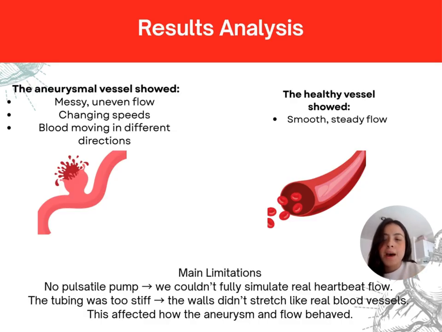Now, it is important to point out the limitations of the project. First, we didn't use a pulsatile pump. That means we couldn't fully mimic the natural heartbeat rhythm that drives real blood flow. Second, our tubing was too stiff. It didn't stretch like real blood vessels do. This rigidity affected how the aneurysm formed and how the blood flowed through it. So, while the results were insightful, they're not a perfect match for real physiology, but they give us a strong idea of how an aneurysm can seriously impact blood flow.